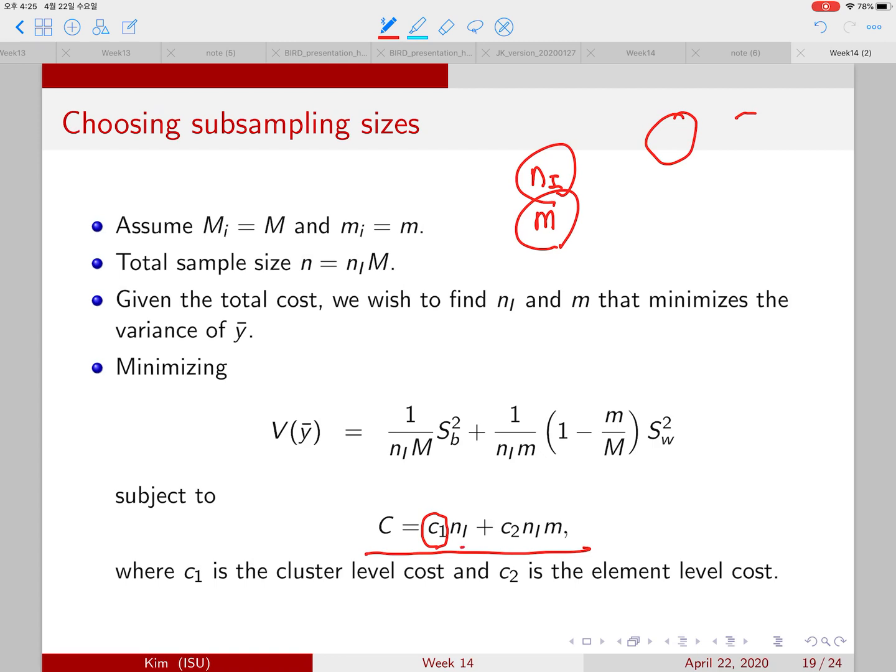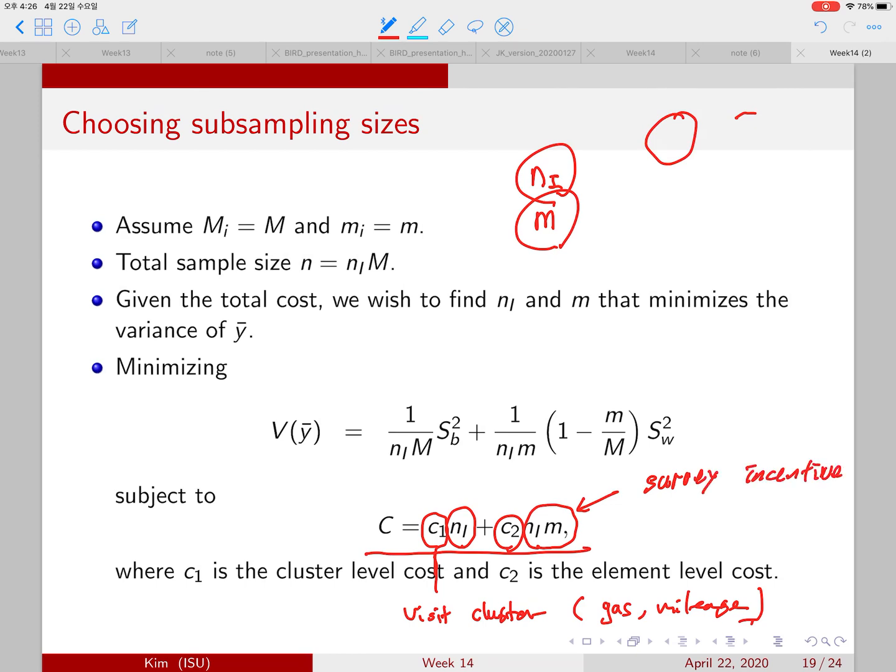So the cost function is actually like this: C1 times N1 plus C2 times N1 times M. This is the cost for visiting clusters, like gas, mileage, and so forth, right? And this is more like a survey incentive. When you do a survey, we don't get a survey result for free. We pay for the time, compensating the time of the interviewee. So that's another cost. So this is the cost function.